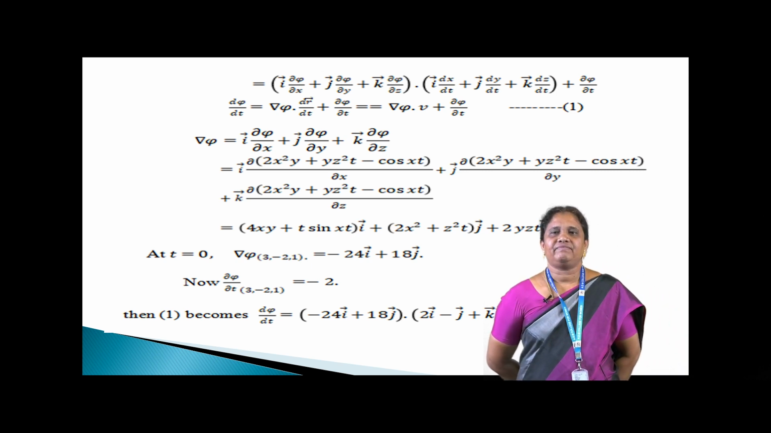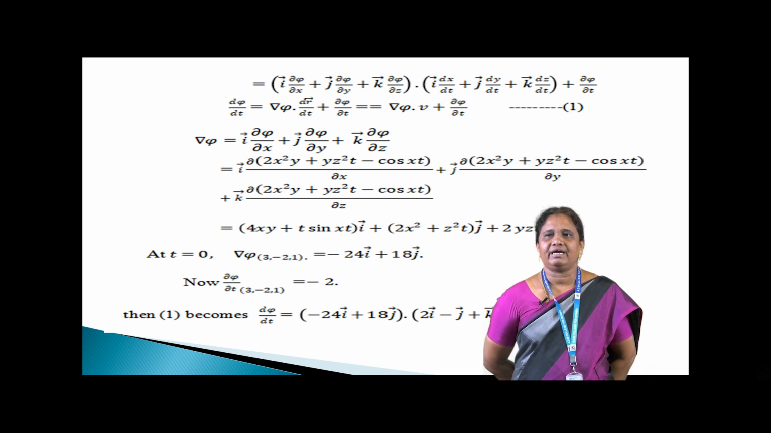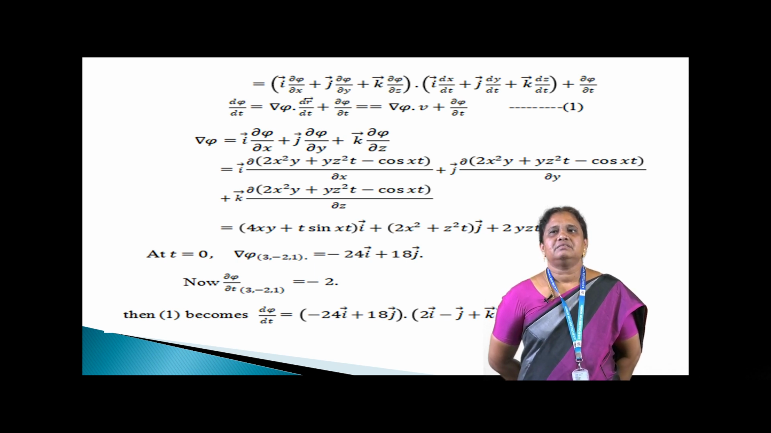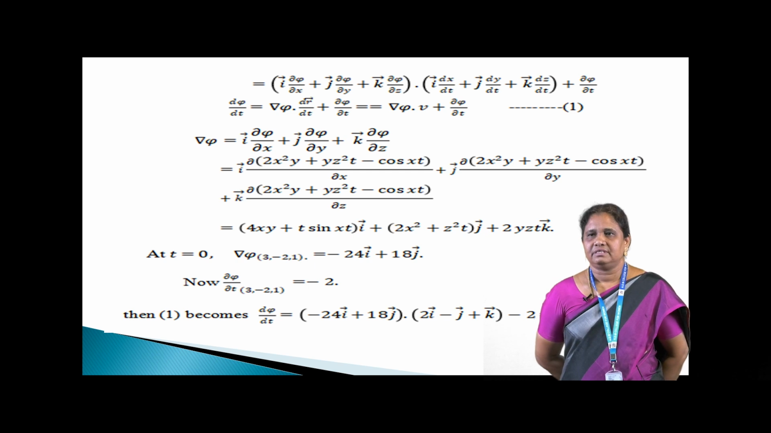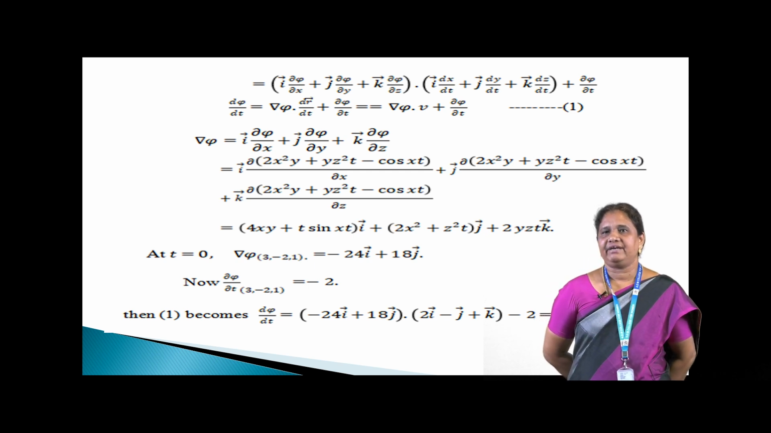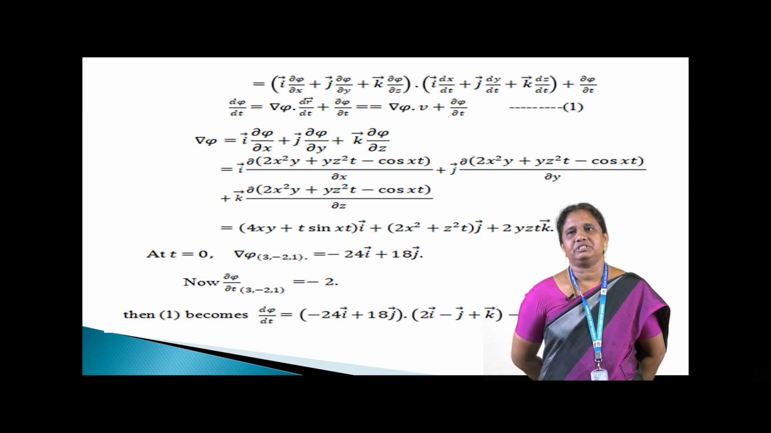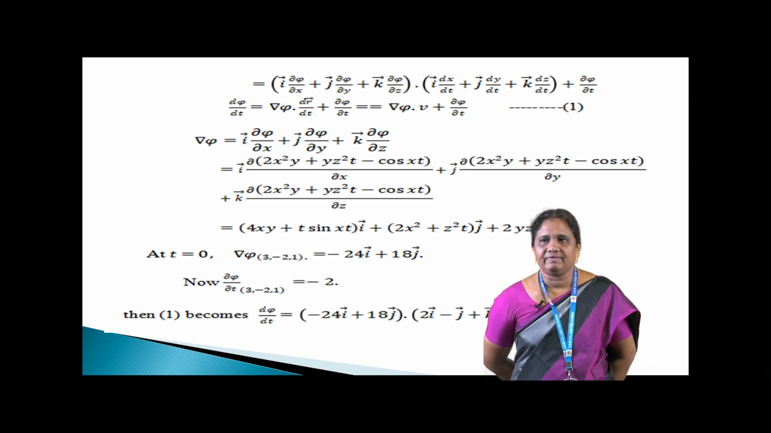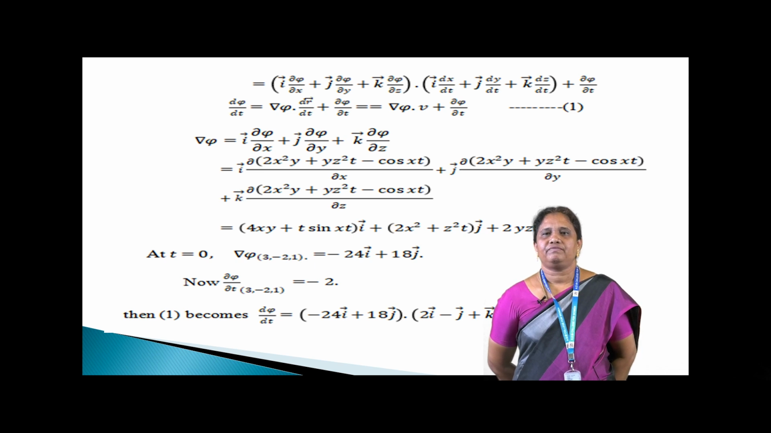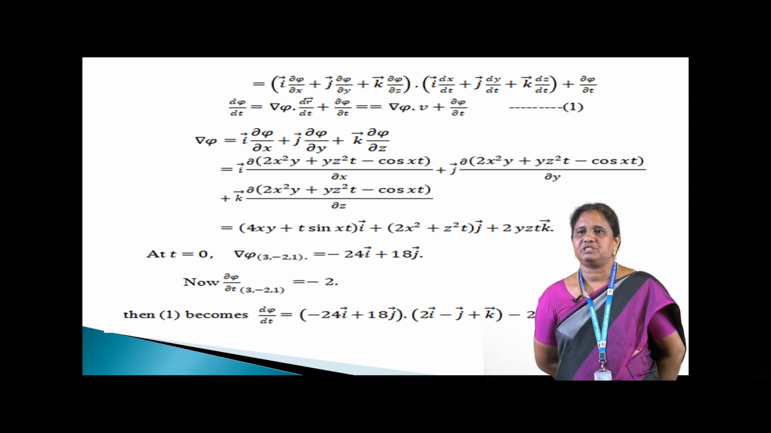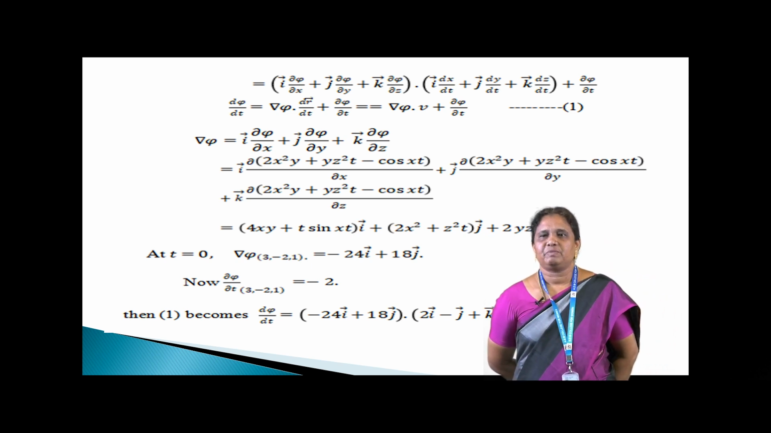After finding all the values, that is del phi and dou phi by dou t, we can find the value of equation 1. Now find grad phi. Already given our surface equation, take the surface equation as phi. So we have to find del phi from that. As usual, differentiate the first term with respect to x, the second term with respect to y, and the third one with respect to z.